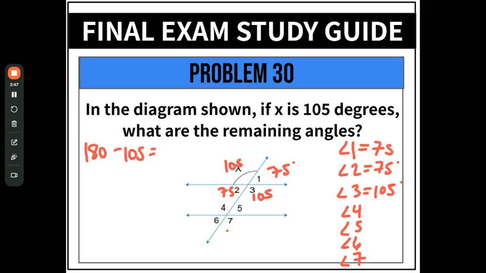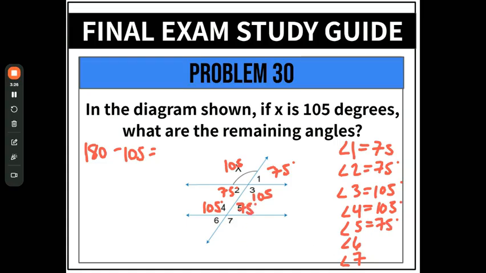Okay, now let's take a look at angle 4. Now these two lines are parallel, so they're intersecting the same line, so that means that angle 4 is going to be exactly the same as angle x. So angle 4 is also going to be 105. And then angle 5 needs to add to 105 to equal 180 because this line is also straight. So angle 5 is going to be 75 degrees.